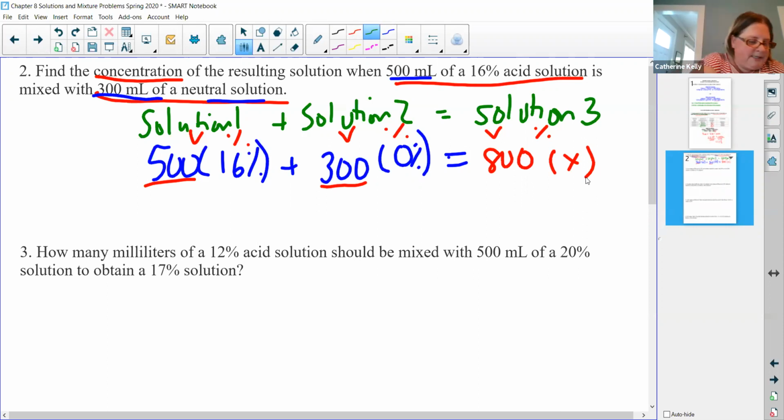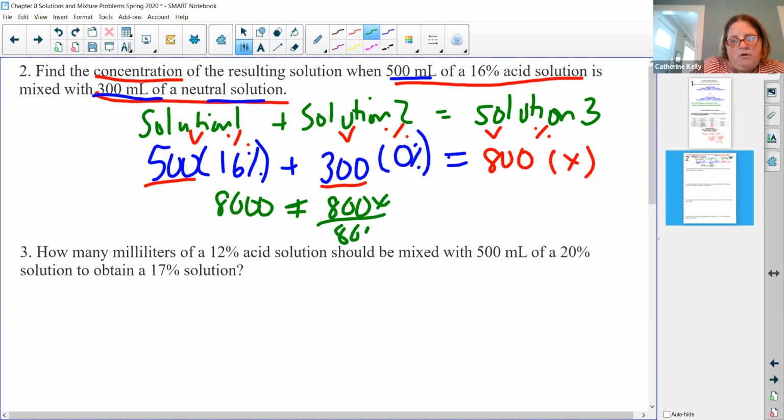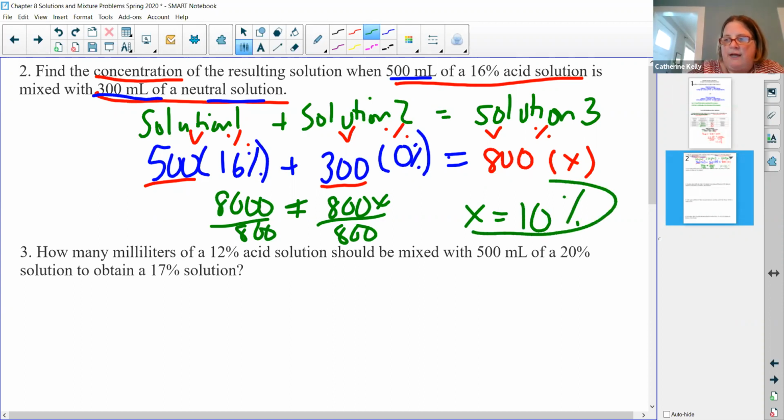So 500 times 16 is 8,000, plus 300 times 0 would be 0, equals 800x. If I divide by 800, then I find out that x equals 10. So it's going to be a percent because that's what I'm looking for. So x is 10%.